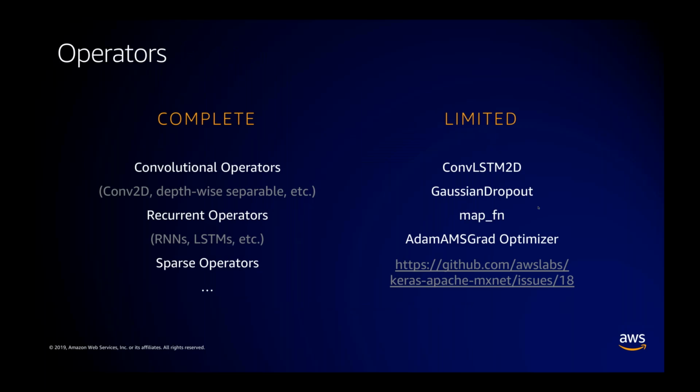I just want to flag one potential issue that you may come across. So it's in terms of the operators that are supported. The vast majority of operators are supported by Keras-MXNet. So there's the likes of the convolutional operators, recurrent operators, LSTMs, and a number of sparse operators. But occasionally you may find an operator, these are more of the niche operators, that aren't fully supported right now. Things like conv LSTMs and the map function.